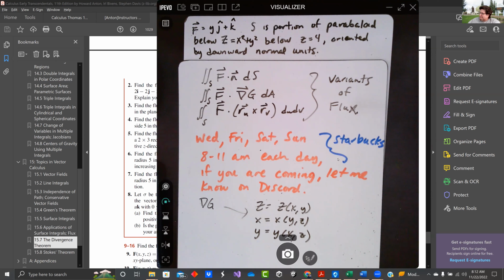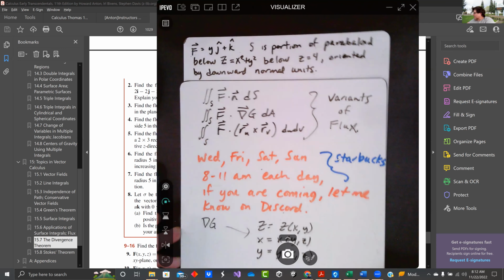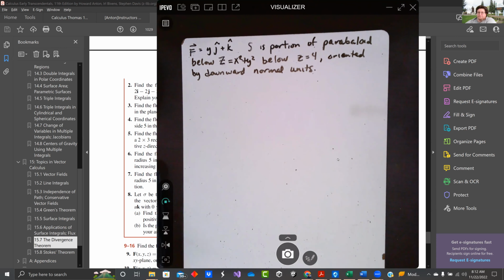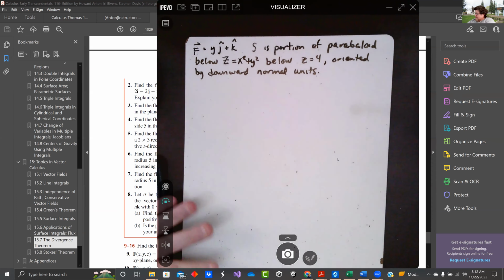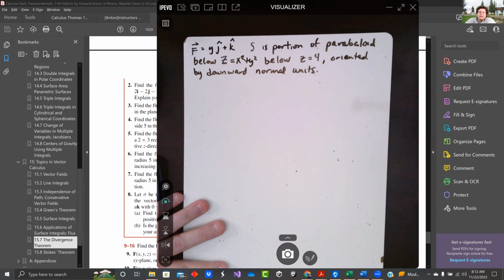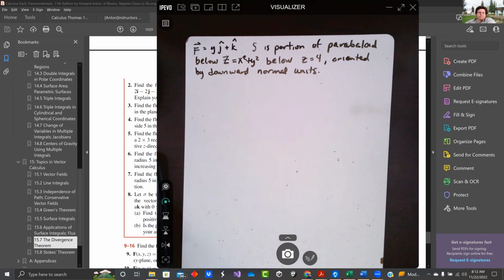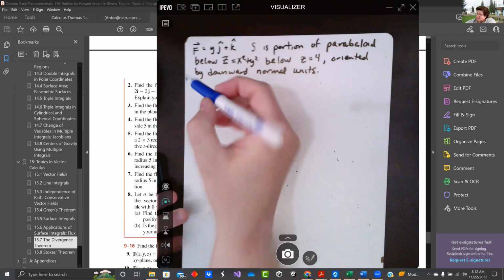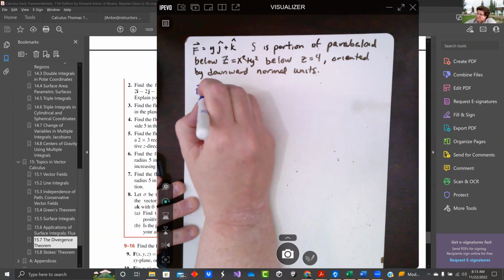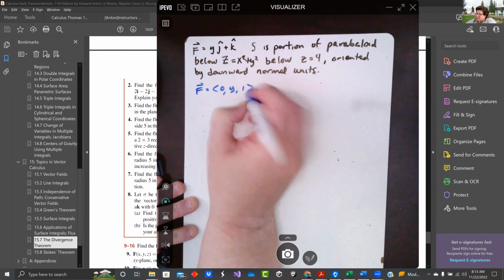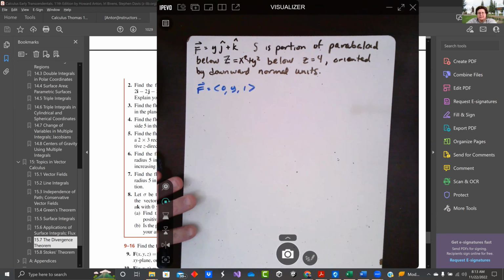Those are our functions there. Let's take a look at our first problem. What's the first thing we should probably do?